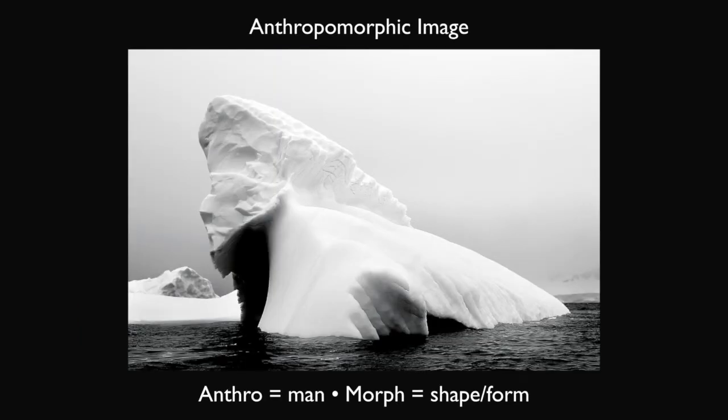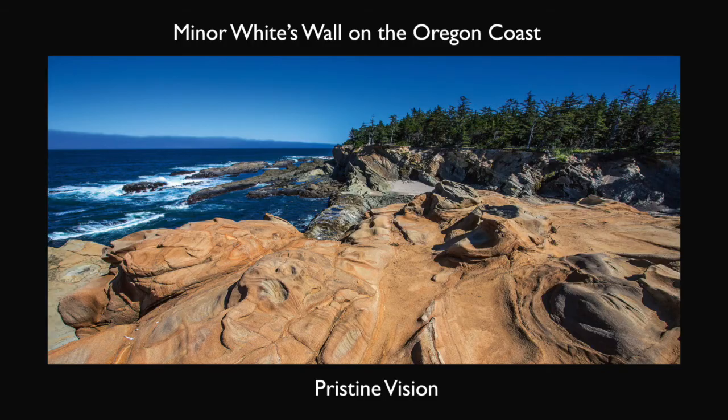This is what's called an anthropomorphic image. These are images in which we see the shape of a man. Again, I'm cruising around in a zodiac in Antarctica, and I see the profile of a man in the scene. So this is why I took this photograph. So photographing familiar objects is a reason we make pictures.